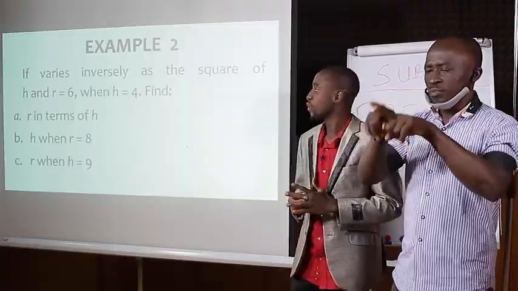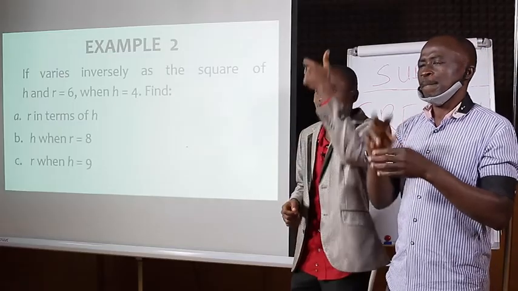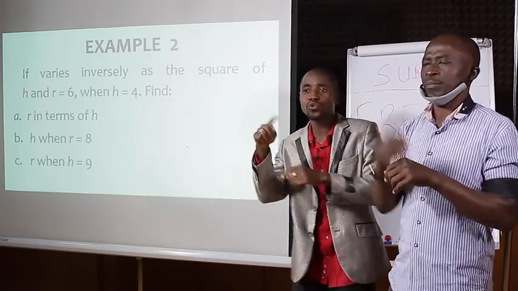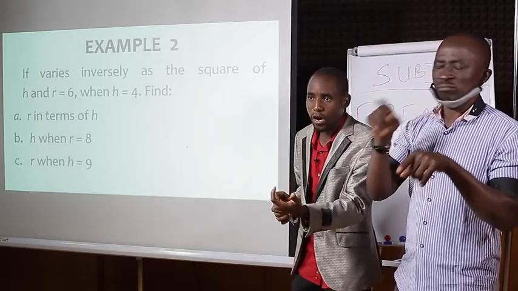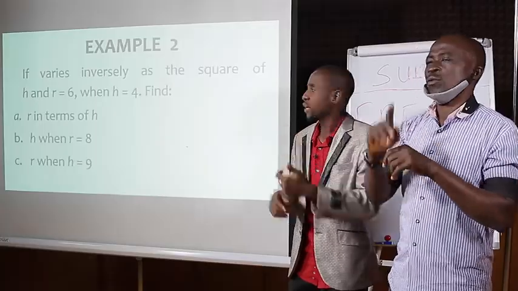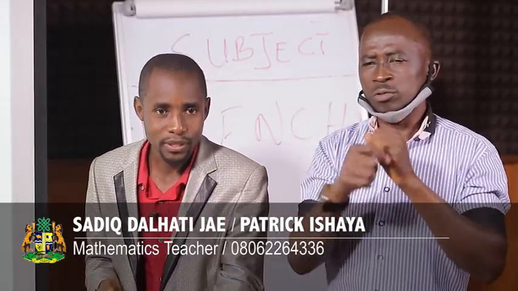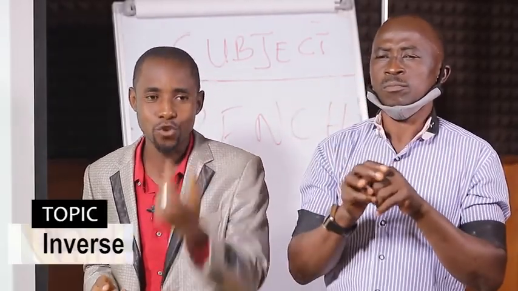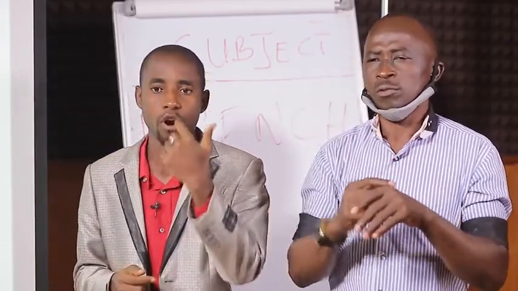Remain the same. So therefore, going by example 2, if R varies inversely as the square of H, meaning H has a square. If the question says as the square root, square and square root are not the same. So if it is square root, you use square root. If it is square, you use square. And sometimes the question can change to as the cube of H. Cube of H means H raised to a power of 3. Square means H raised to a power of 2.